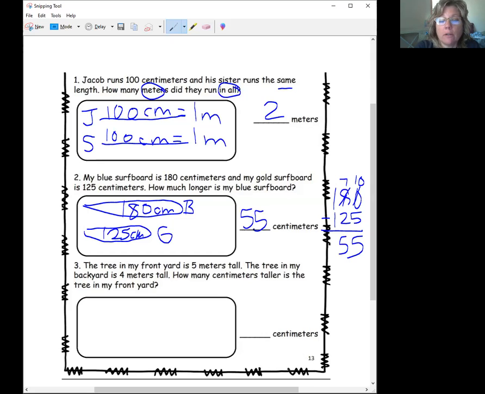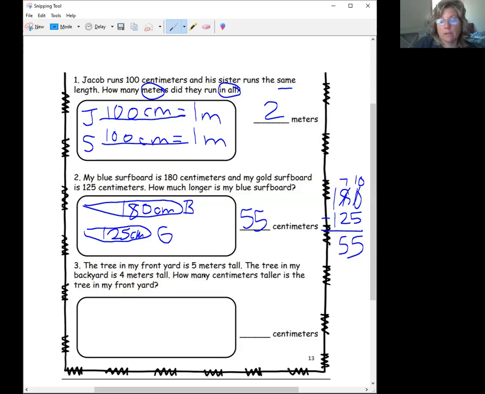I go back and look over my problem. If I took the 55 centimeters and added it onto the 125, would the two surfboards be the same then? Yes, so that makes sense. Okay, our last problem for today.